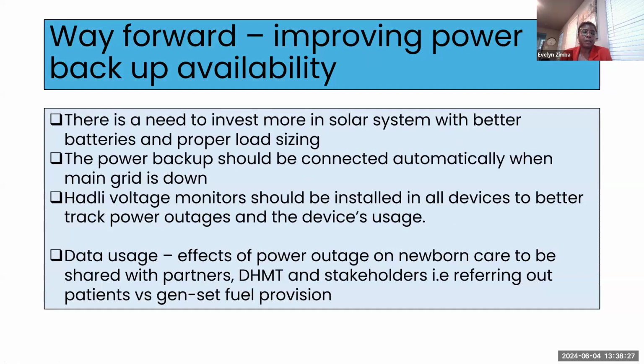So what is the way forward? I think we really need to invest more in solar systems. And the Patriarch, I think, will help us on how best we can do it, because most of the solar systems that we are using don't last long, and also don't provide power to a number of equipment. So we need something which has better batteries and proper load sizing. Then we also need a system where the power can be connected automatically, rather than this manual way of connecting when there's a power blackout.